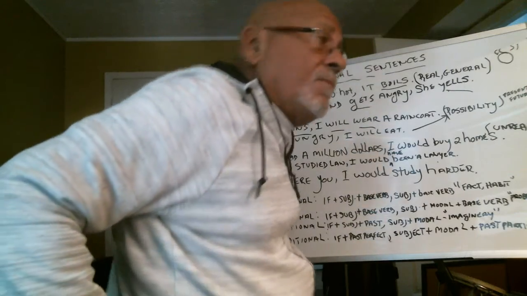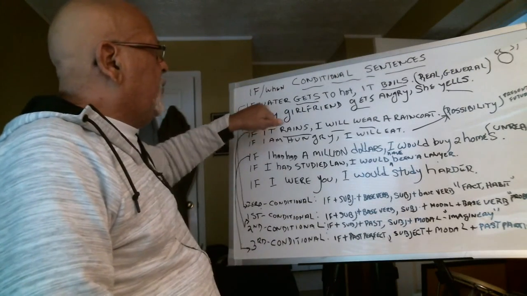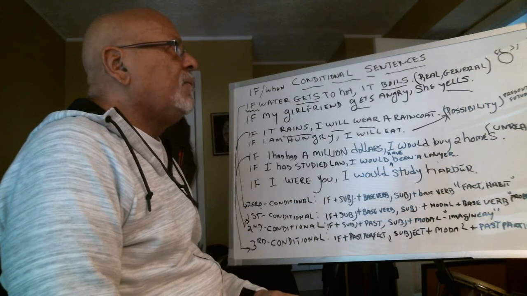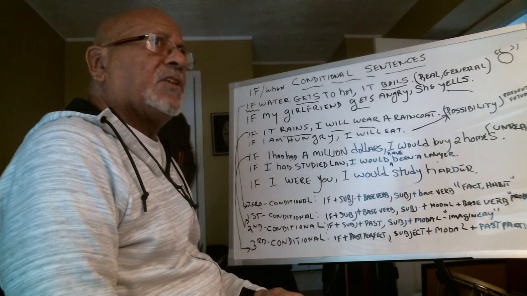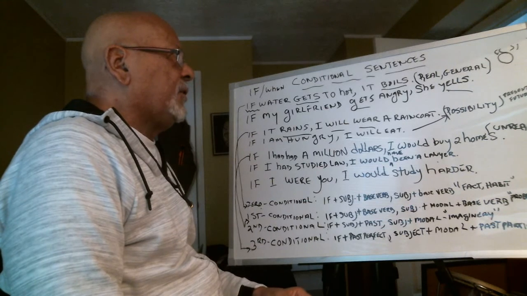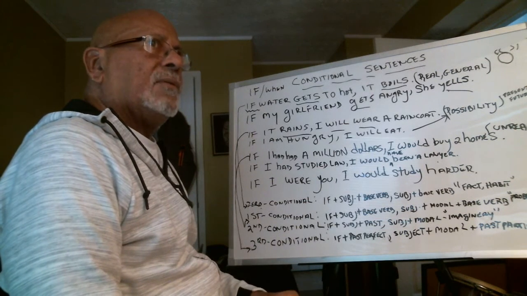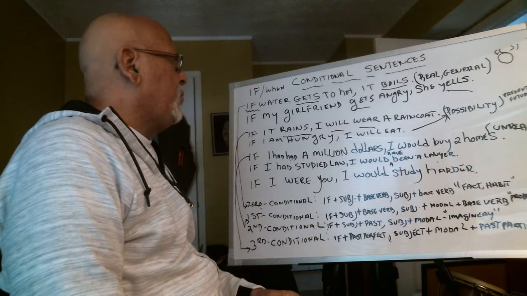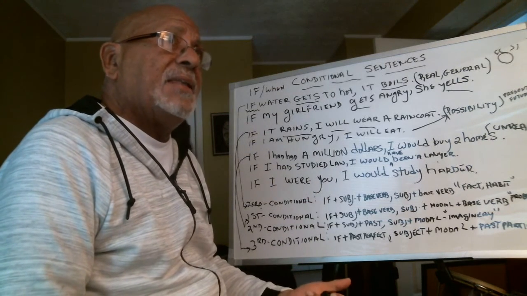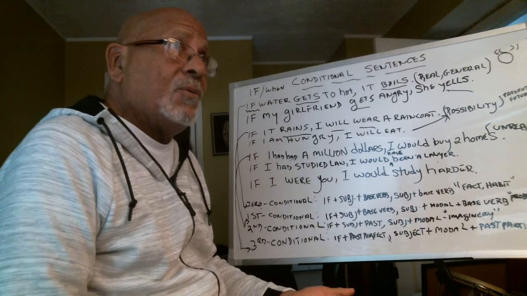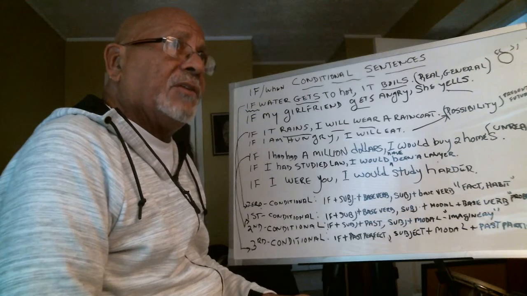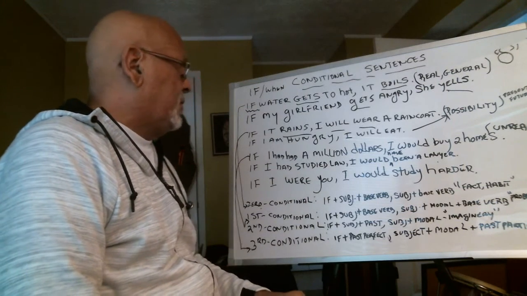Okay, so we'll go over them again. If water gets too hot, it boils. That's real, scientific, and that's considered a zero conditional. If my girlfriend gets angry, she yells. That's habitual. That's real. If it rains, I will wear a raincoat. There's a possibility. It may rain, it may not rain. I might wear a coat, I may not wear a coat. If I'm hungry, I will eat. Again, a possibility. Maybe I will eat, maybe I won't eat.